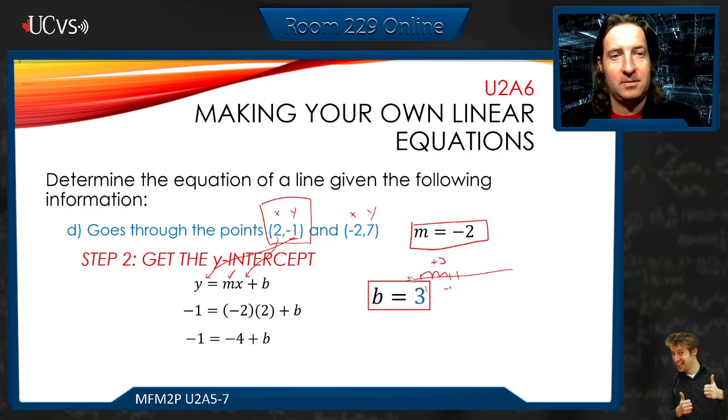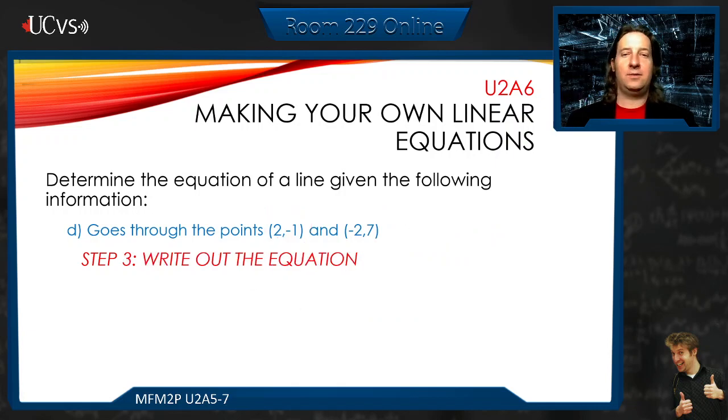Whoopsies. My picture's gotten confused. Another way you can do that is we can add 4 to both sides of this equation. -1 plus 4, b is equal to 3. Okay, so I've got an m, I've got a b, I am done. Right? Step 1 was finding m, step 2 is finding b. All you have to do now, put them together. Right? I had an m of -2, I had a b of +3, y equals -2x plus 3, and we're done.